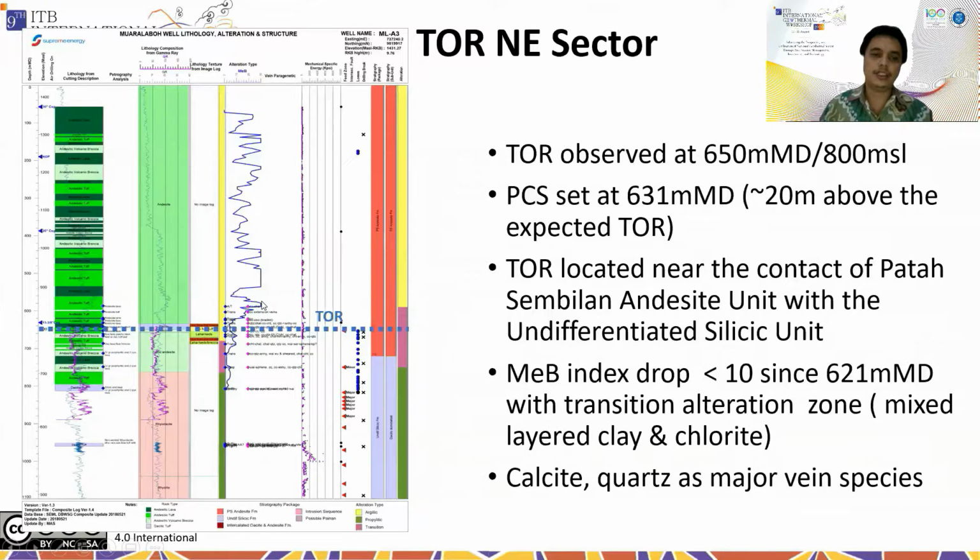We also see a change of alteration. The MEB is getting lower than 10 since 621, getting closer to the top of reservoir. The top of reservoir itself is located in the transition alteration zone that consists of mixed layer clay, smectite composition with chlorite. We also observe that in the area, the major vein species is composed of calcite and quartz.